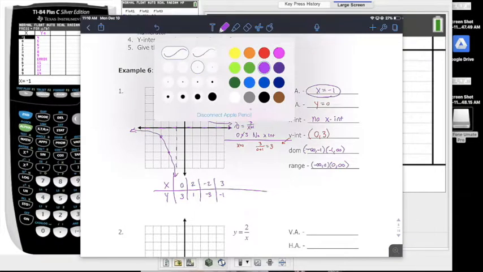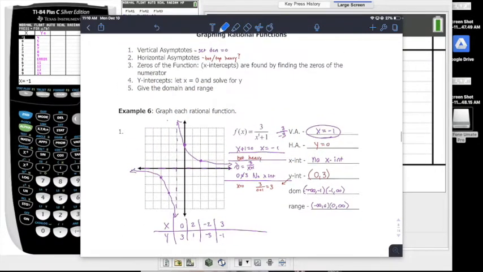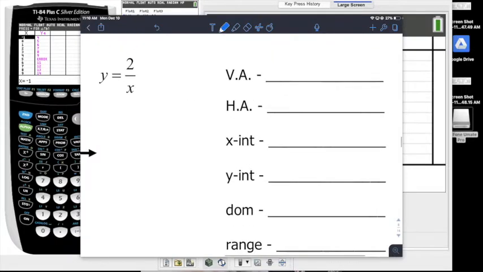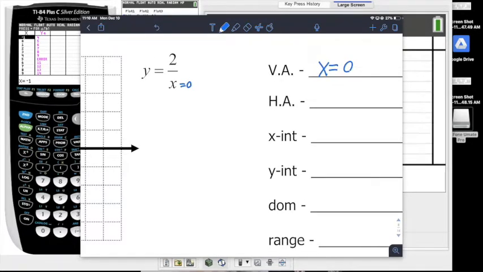So we'll speed it up through the last few here that are just like this. So vertical asymptote is when the denominator equals 0. So that's actually at 0. Okay. Horizontal asymptote, you've got to ask yourself, top heavy, bottom heavy, or the same. The degree of the denominator is bigger, so we're going to say that's at y equals 0.